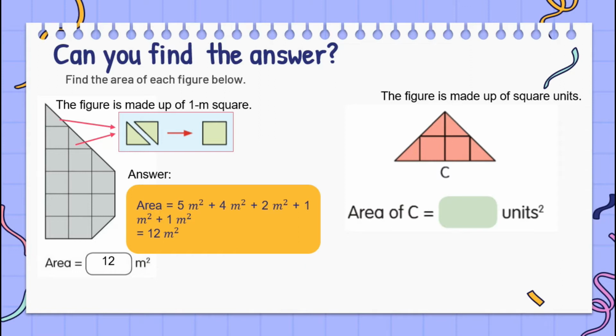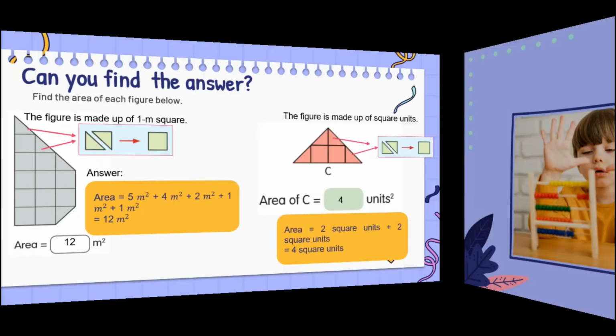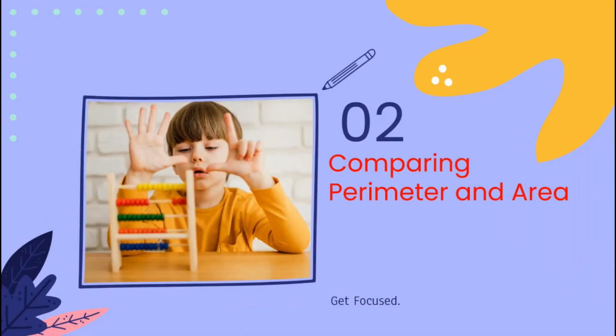Number 2: 1, 2. And there are 4 halves. So, it equals 2 square units plus 2 square units. 2 comes from this, and 2, 1, 2, 1, 2. There are 4 halves. We have reviewed the material from last meeting.